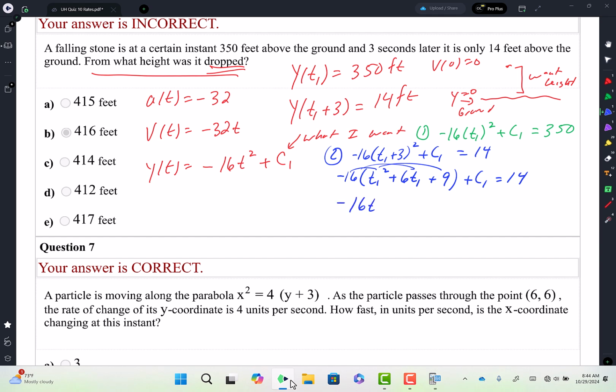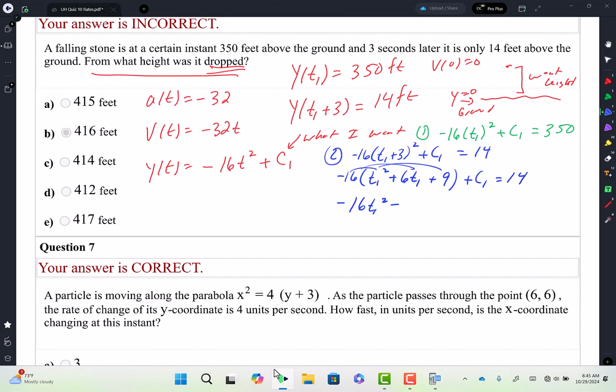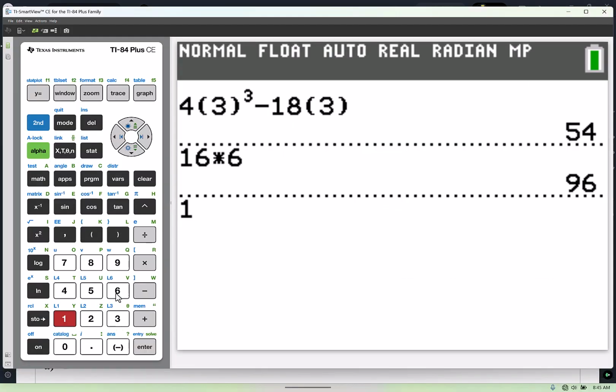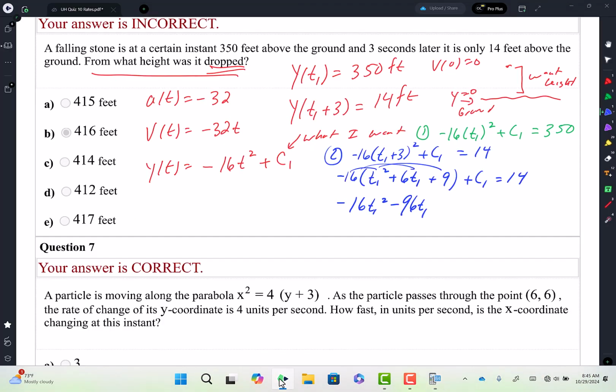Negative 16t1 squared minus 16 times 6. Is that 90? I'll just use a calculator. 16 times 6 is 96, minus 96t1. That's why I'm going to have a little bit left over. 16 times 9. Help me out, guys. 144, minus 144 plus C1 equals 14. Are we okay so far?